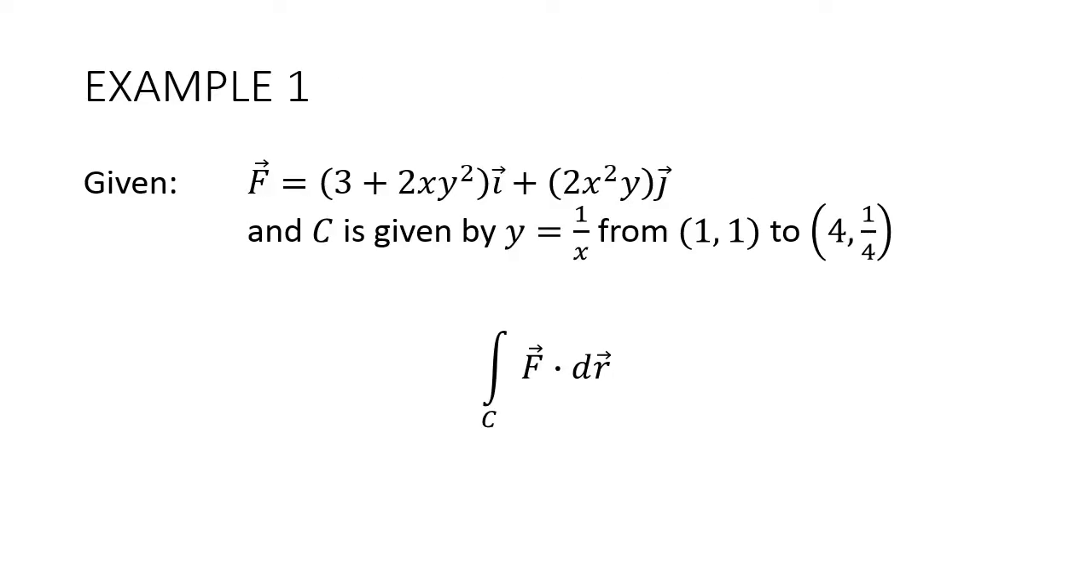So let's get to our first example. We're given a vector field F, and we're given a curve C that's defined by just a curve in space, in this case y equals 1 over x, and we have our endpoints. We want to evaluate this line integral. Normally we would have to parameterize our curve C, and then from that parameterization, parameterize our vector field F. But here's the beauty of this. If I can show that my vector field F is conservative, I'm going to be able to find a potential function for that and just evaluate at the endpoints.